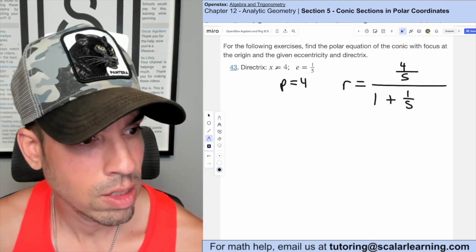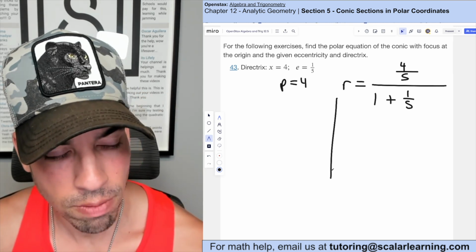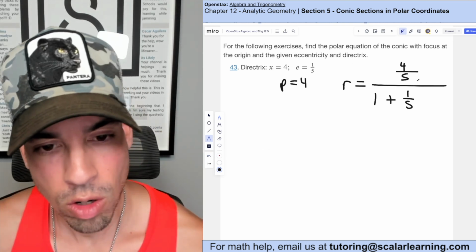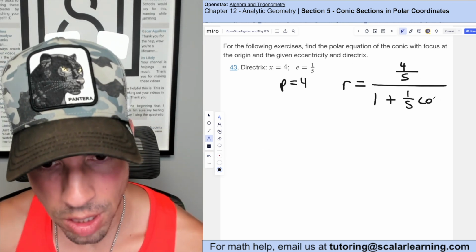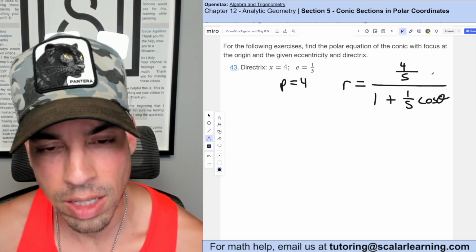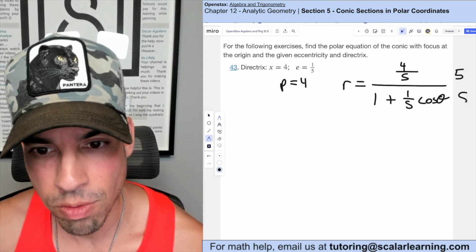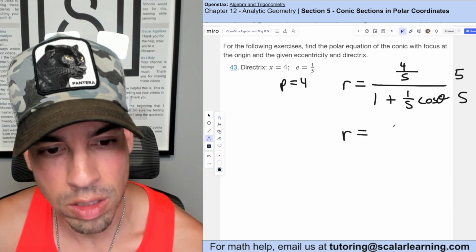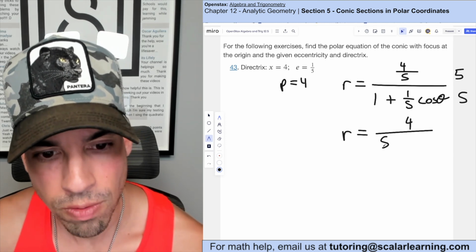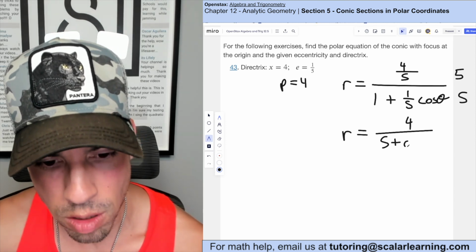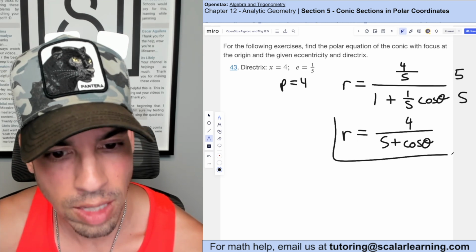Now, since it's x is equal to 4, a vertical directrix, we know that we're going to have cosine of theta down here. Now, to get it into nice format, we're going to get rid of the fractions by multiplying by 5 over 5, like so. And then we've got r is equal to 4 over 5 plus 5 times 1/5, which is 1, cosine theta. That's how you do it.